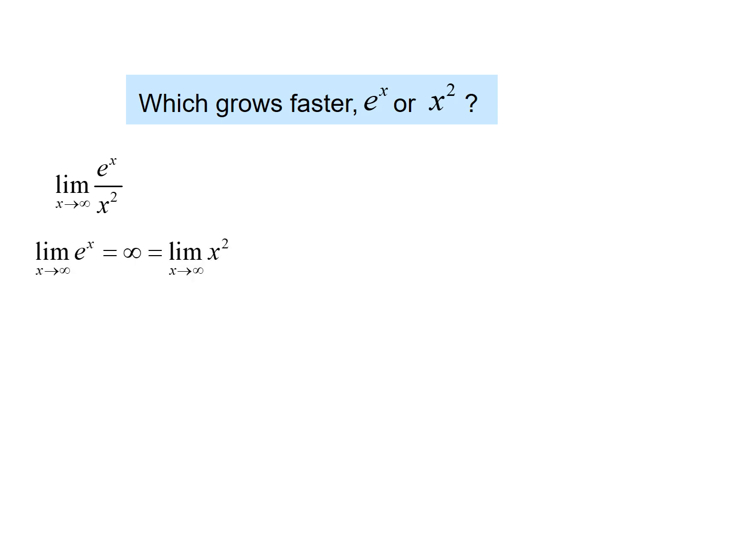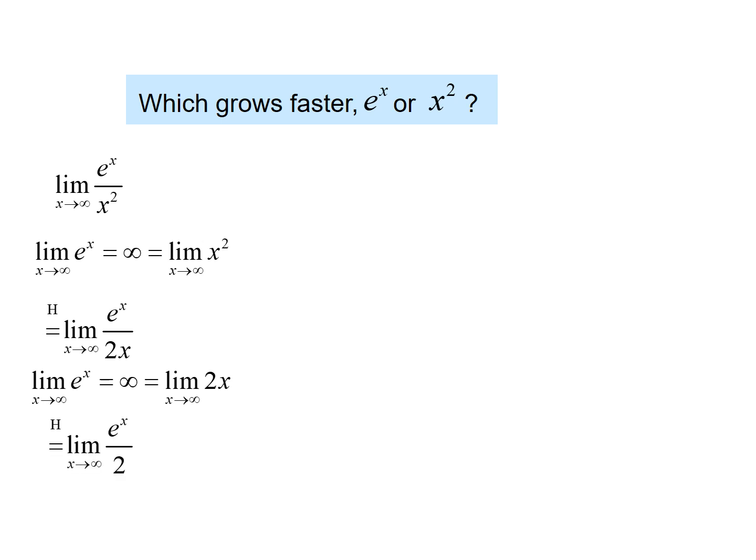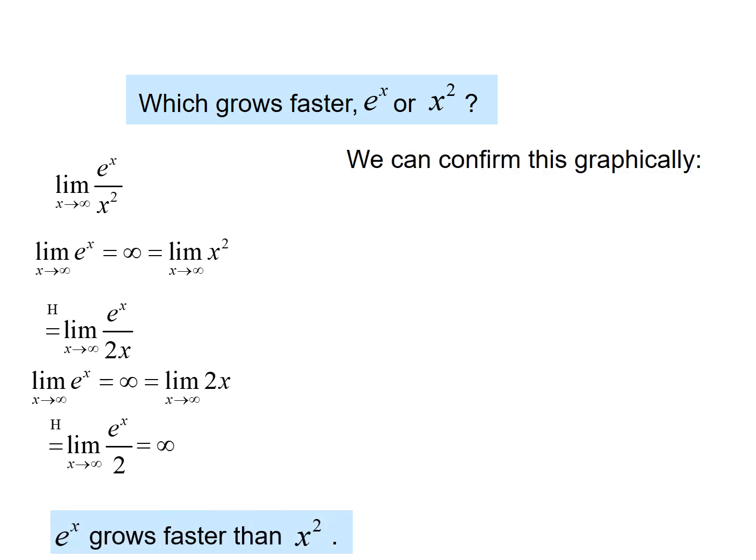Okay, both of those limits are infinity, so we apply L'Hopital's rule. I get e to the x on top, I get 2x on bottom. Both of those limits, again, are infinity. Apply L'Hopital's rule again. I get e to the x over 2, which approaches infinity. So I can conclude that e to the x grows faster than x squared.